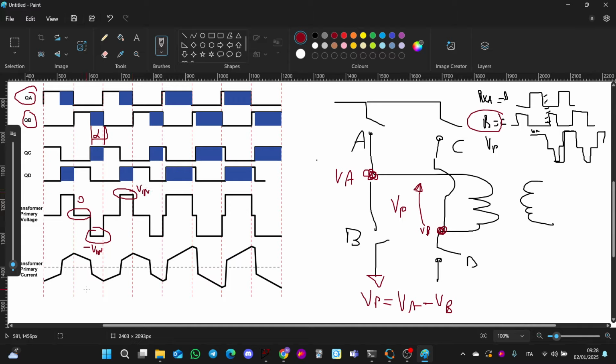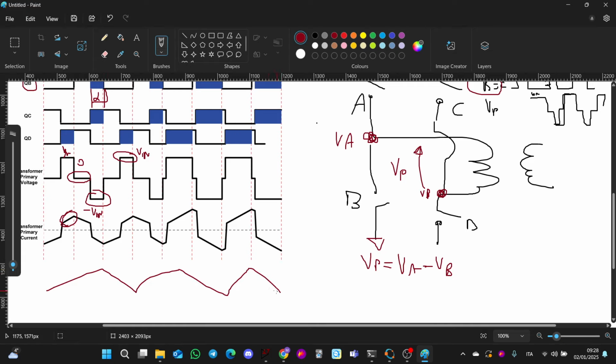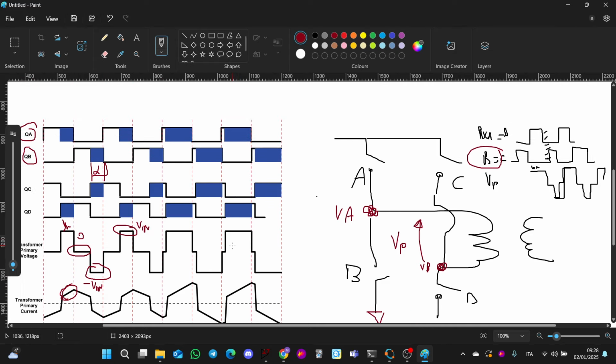And so the primary transformer current, of course, will be that when you have Vin here, the inductor charges, and so you have the interval in which it is rising. It is almost the same, not so precisely, but almost the same as any charging and discharging transformer.